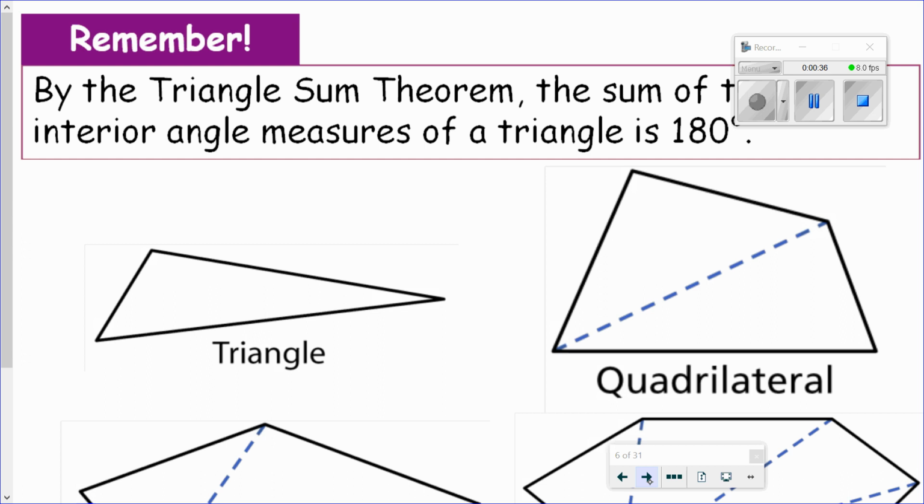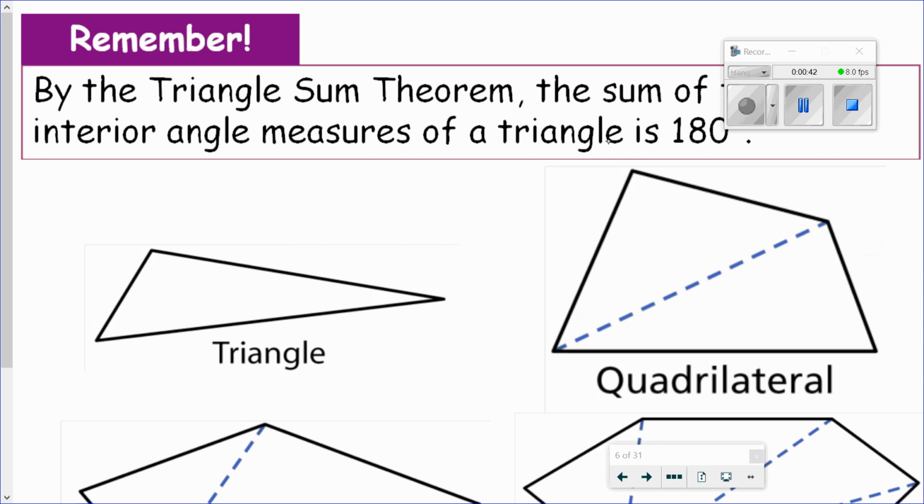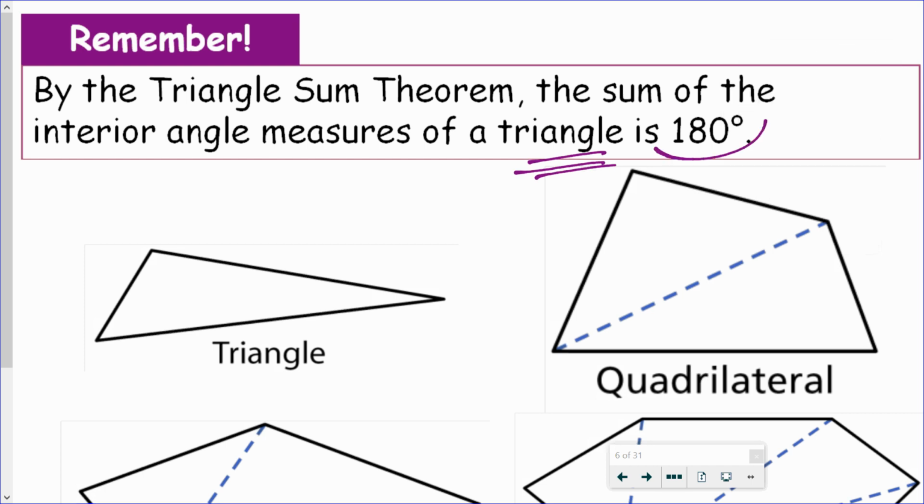A reminder, by the triangle sum theorem, the sum of the interior angles of a triangle is 180 degrees. That means that when you add up all of the angles of a triangle, no matter if they're all the same, or all different, or two of them are the same, it doesn't matter. When you add them up, you will always get a total of 180 degrees.